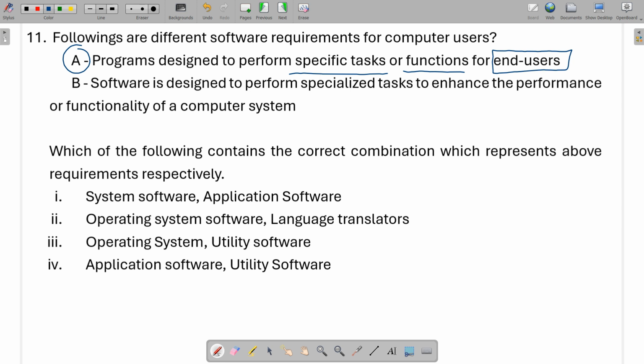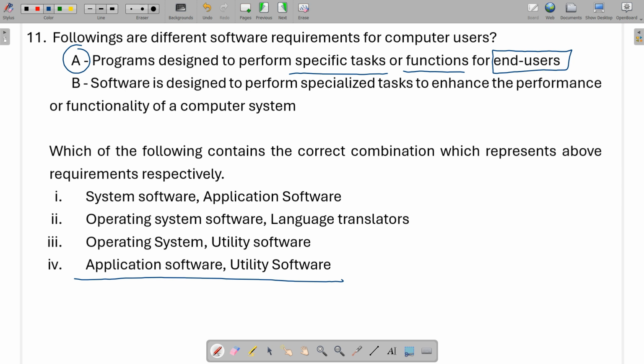So all these things are satisfied by application software. So statement A is describing application software. Just by knowing that, you can choose the answer: it is going to be the fourth one, because it is the only answer which has application software as the first choice.